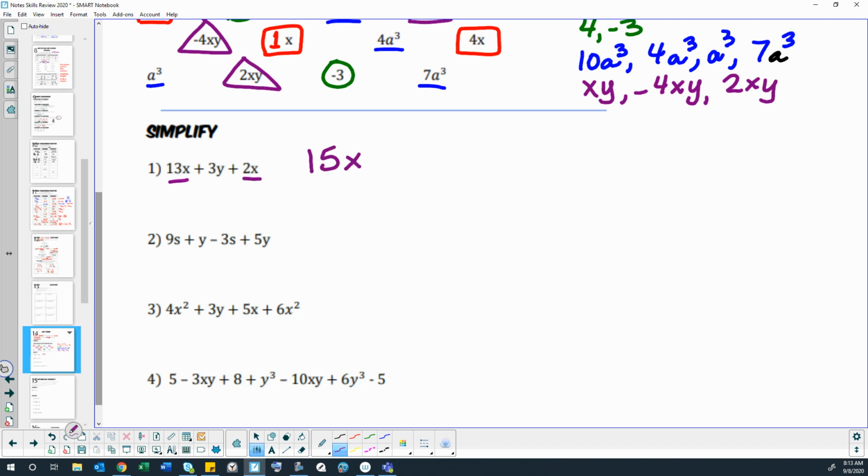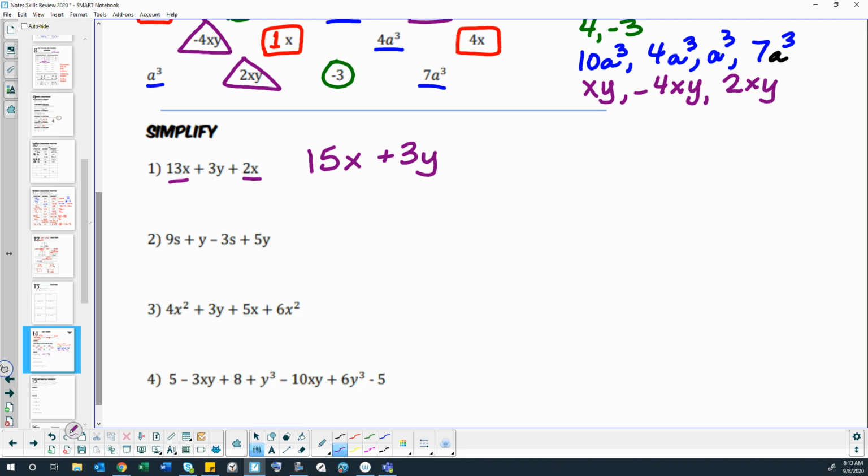15x. Perfect. And then we have a 3y that doesn't fit. So we're just going to take the 3y and write it at the end by itself. There's nothing to combine it with. Now there are sort of some rules for writing down your terms. Usually we go in alphabetical order, so x comes before y.